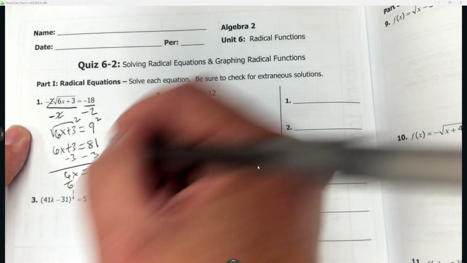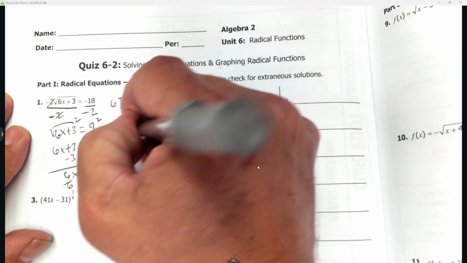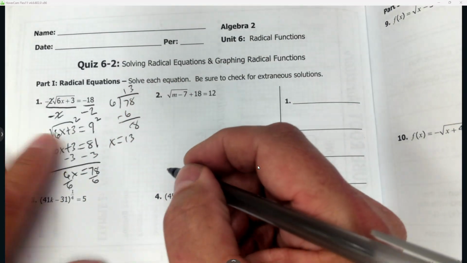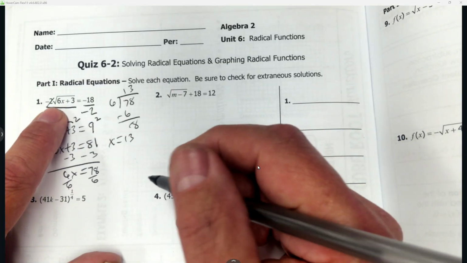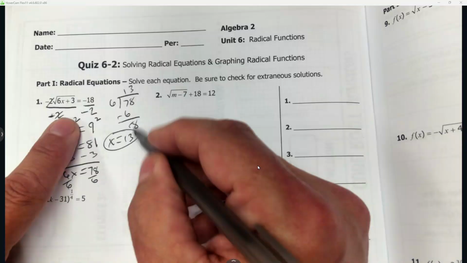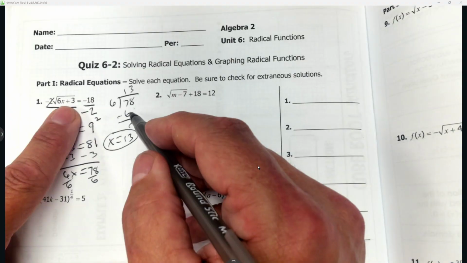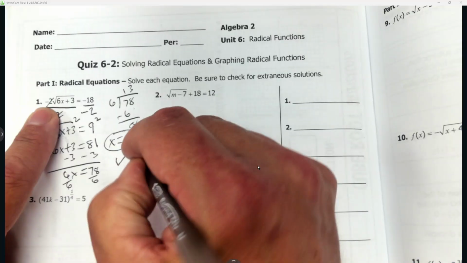Divide by 6. Does 6 go into 78 evenly? Probably, right? 13 times. So I have an answer that's 13. If I plug in 13, will it work? So I'm just going to do that mentally right now. To test the answer, 6 times 13, we just did that, 78 plus 3. That's the square root of 81 times -2. It 100% works.